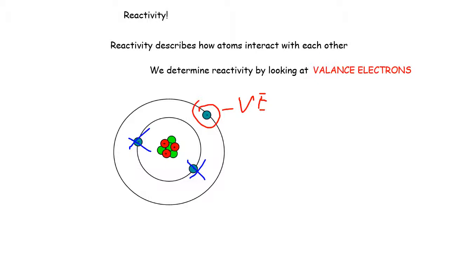So because lithium only has one valence electron, remember it's trying to get 7 more. It's trying to fill up its shells and get all 8. It wants to get 8 valence electrons total. So it'll do anything it can to get those 8.